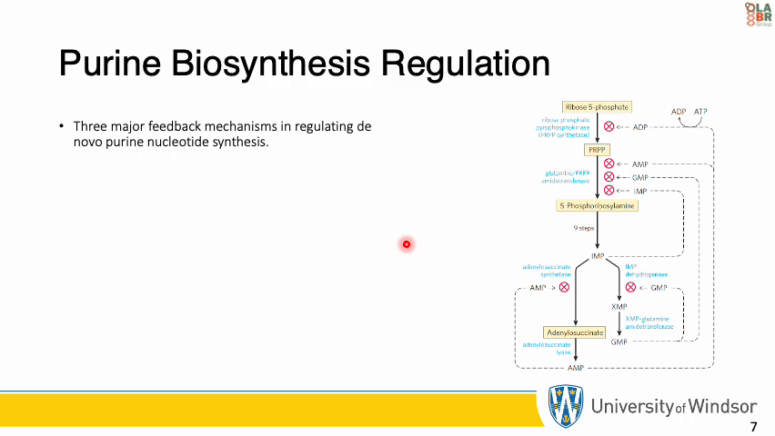So there are three major feedback mechanisms that cooperate in regulating the overall rate of de novo purine nucleotide synthesis. They also regulate the relative rates of formation of the two end products, adenylate and guanylate, that we saw previously came from IMP. So we have IMP, and then we have our final products, which are GMP and AMP.